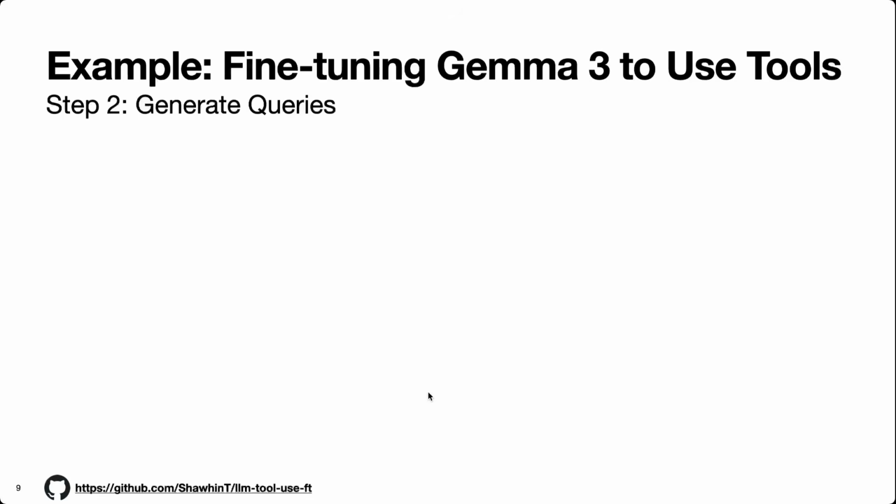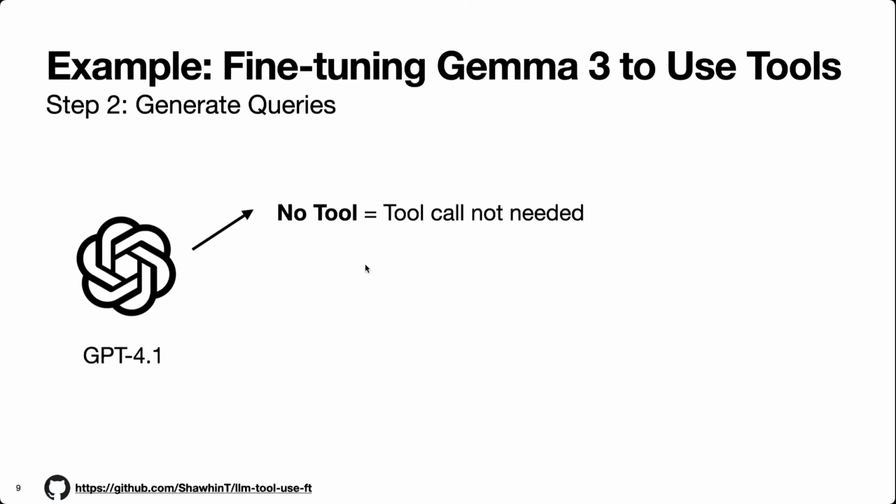Now that we have the tools, we can generate synthetic queries for them. For all the queries, I used GPT 4.1, and I actually created 3 different types of queries. I created queries that didn't require tool calls. And this is really important because if I only fine-tune the model on examples that require tool calls, there's going to be a risk that the model will just call tools for everything and forget how to answer questions and just have regular conversations.